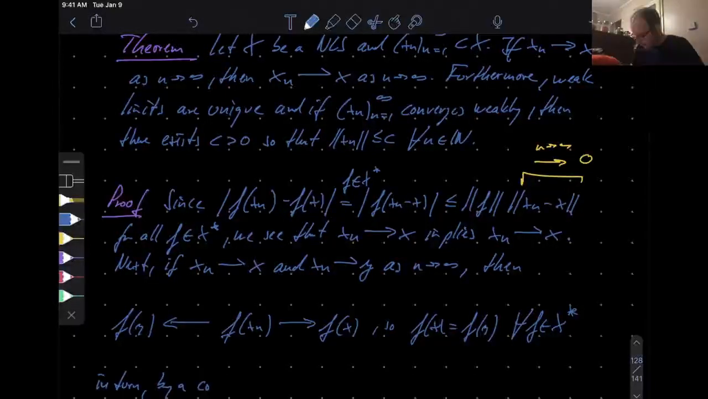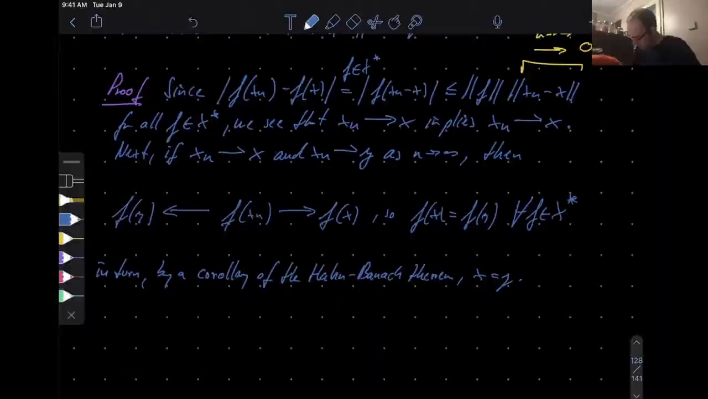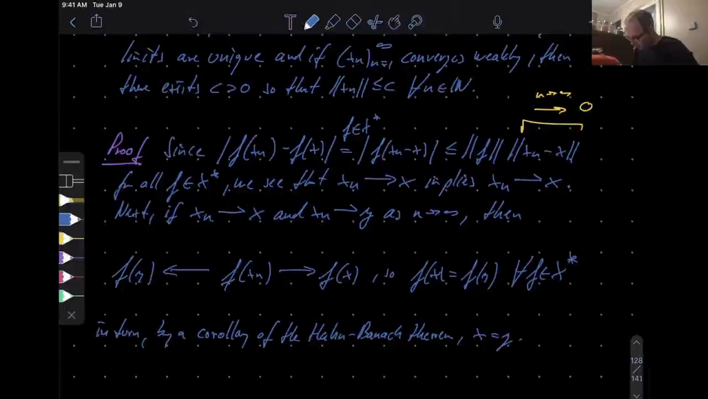In turn, by the separation, a corollary of the Hahn-Banach theorem, x is equal to y. And that's the uniqueness that you want. All right, now the last thing, the exciting one. So if you have a weakly convergent sequence, why are those terms all bounded in norm? And that will be the principle of uniform boundedness.